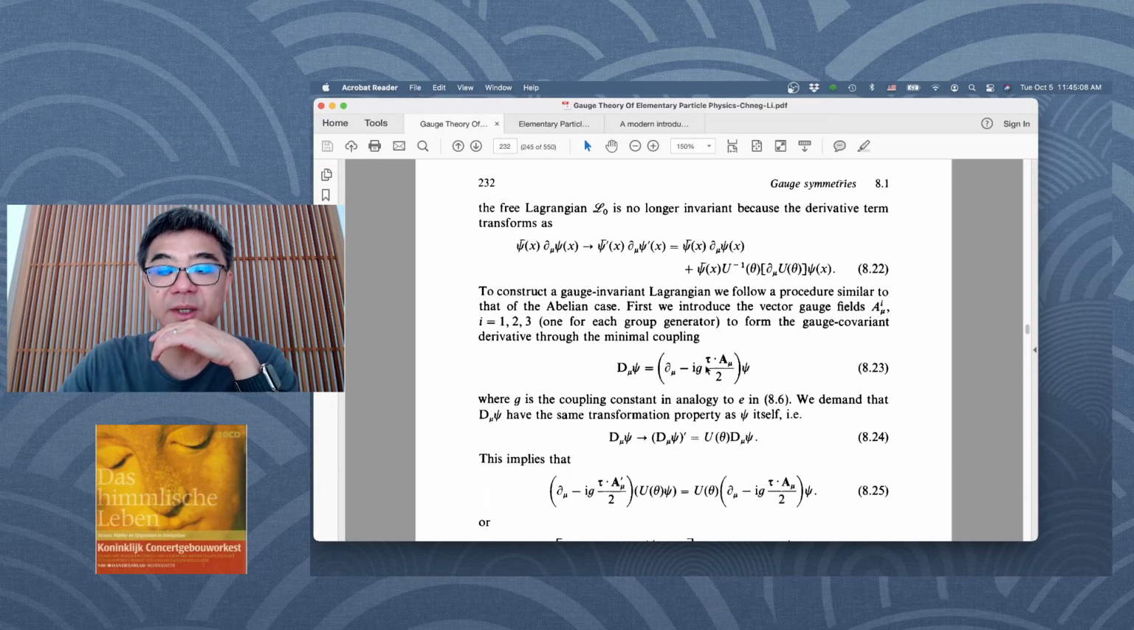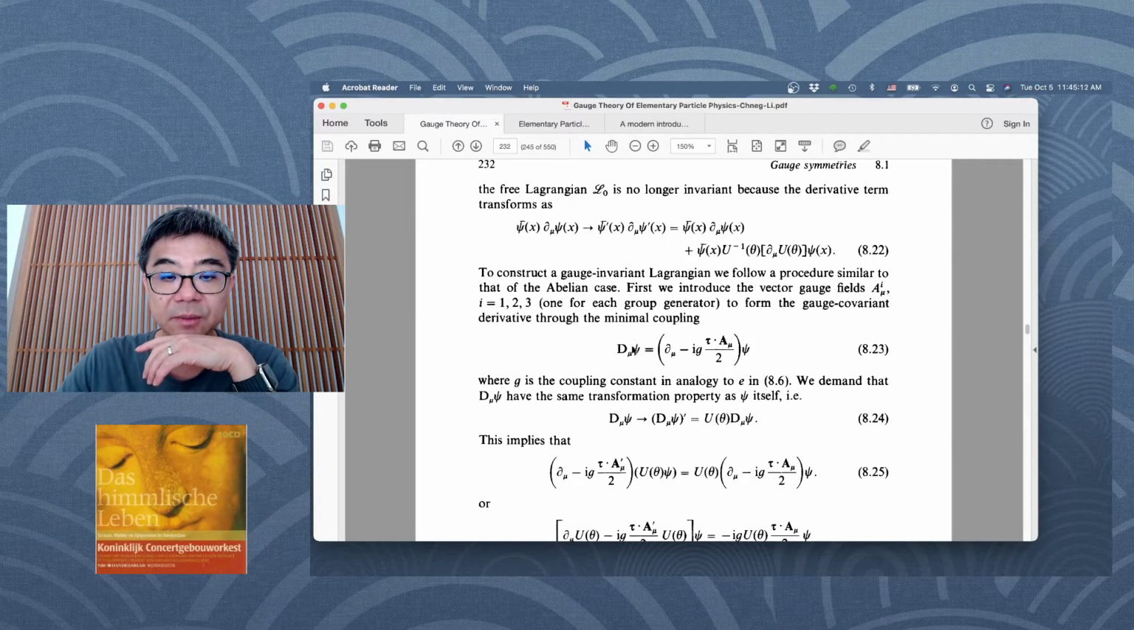So our strategy is the same. We want to define a D so that this D will commute with the U here. Again, after the gauge transformation, psi becomes U times psi. And from 8.22, it's obvious that this U does not commute. It cannot pass through the partial derivative. However, we want to introduce a covariant derivative so that U will pass through, or commute with, this covariant derivative. And the prescription is almost like the U1 symmetry, the abelian gauge symmetry.